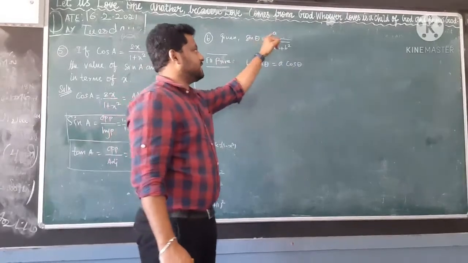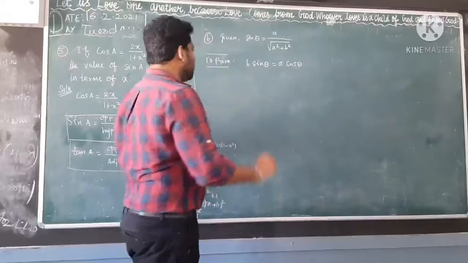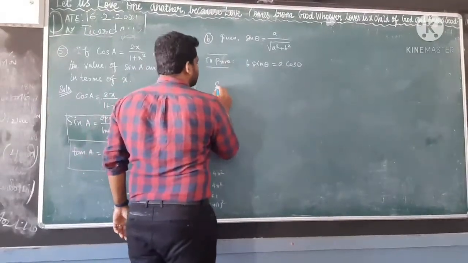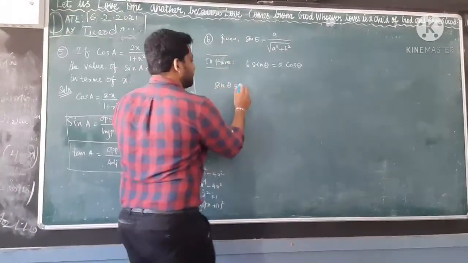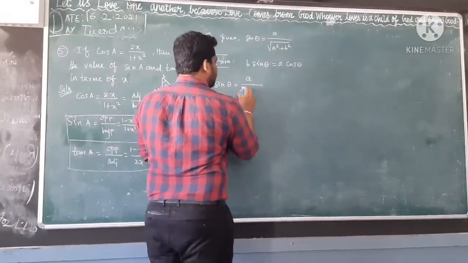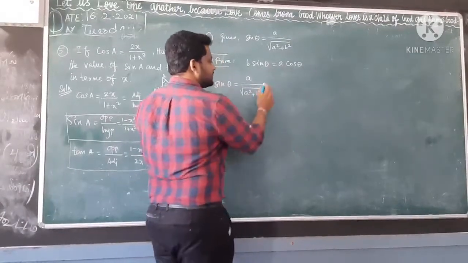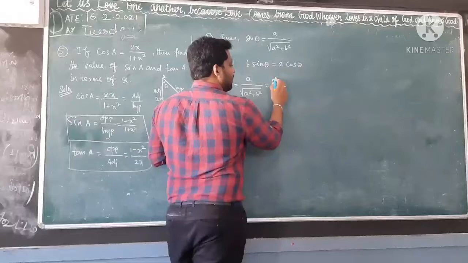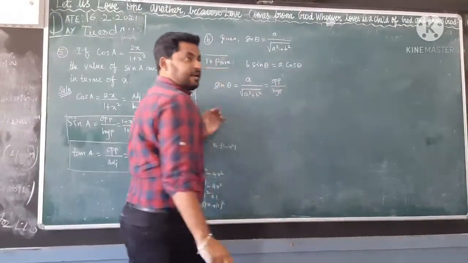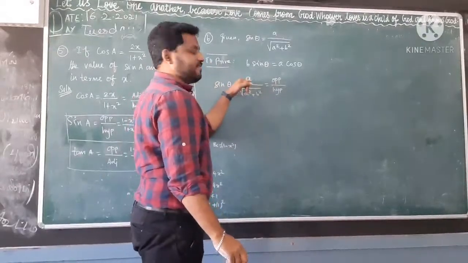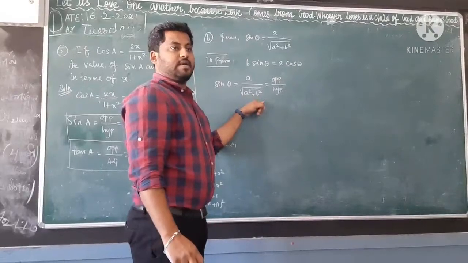Given value: sin theta is equal to a divided by root of a square plus b square. From this given value, sin theta ratio is opposite side divided by hypotenuse. So opposite side value is a, hypotenuse value is root of a square plus b square.